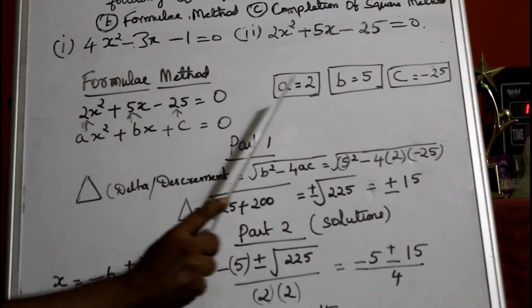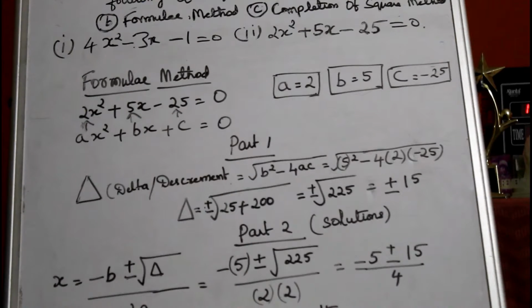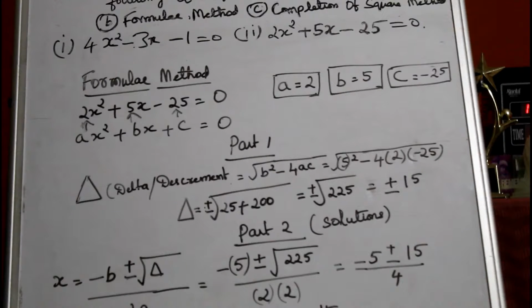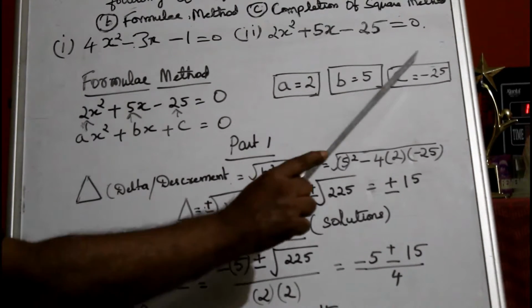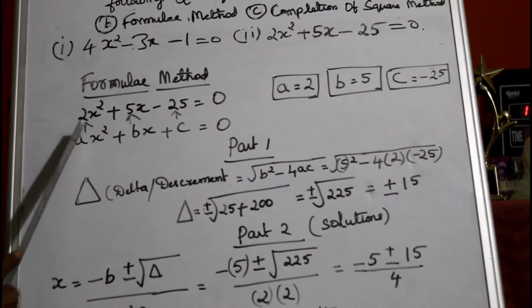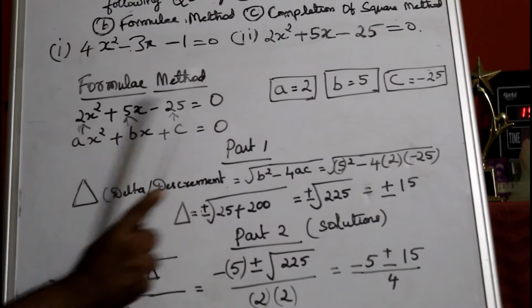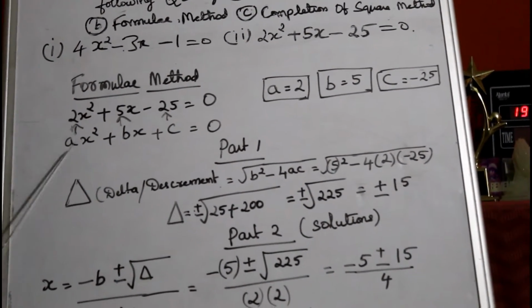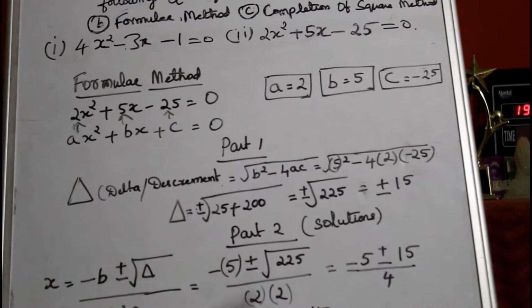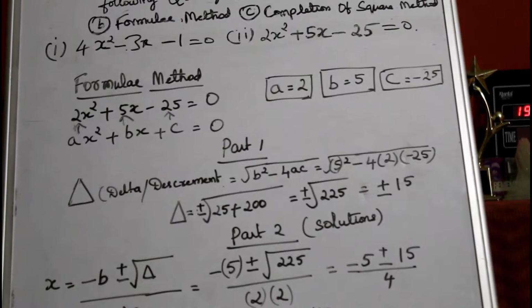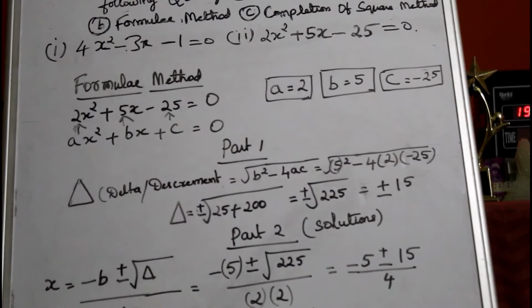A is called the coefficient of x square, which is 2. B is called the coefficient of x, which is 5. C is called the constant, it's minus 25. Again I repeat, a is the coefficient of x square, 2, b is 5 and c is the constant, minus 25. This quadratic equation ax square plus bx plus c is called the general form. 2x square plus 5x minus 25 is called a particular question. So you have to compare and get this a, b, c.